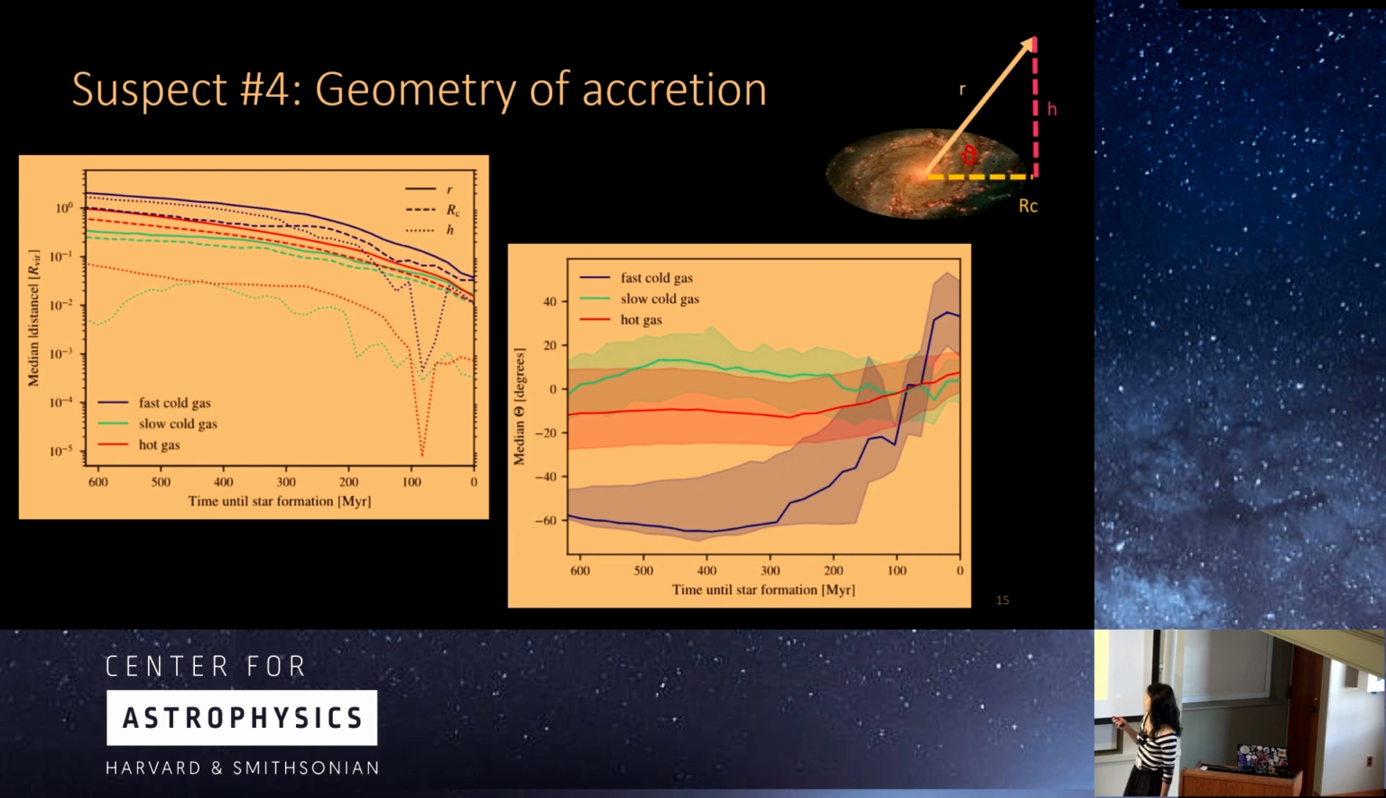And the same thing happens when you look at the median angle. This is the angle between these components. And immediately you can notice that the fast cold gas actually comes from much below or above the galactic disk, whereas for the hot gas, the median is close to 0, so it must be quite isotropic, as we expect. Whereas the slow cold gas seems to be oscillating around 0, at very low angles.